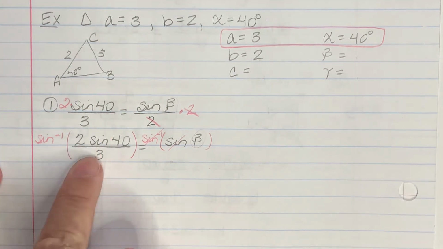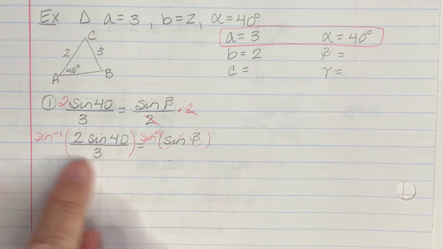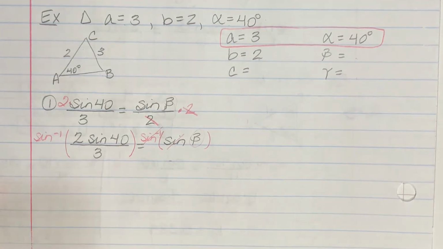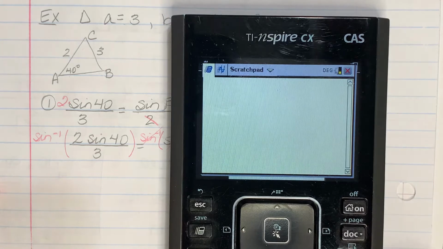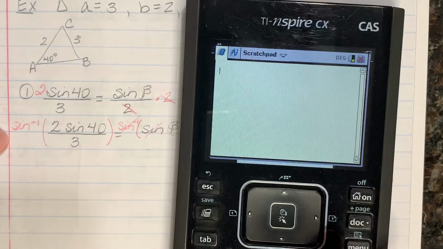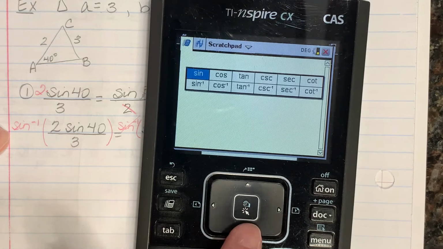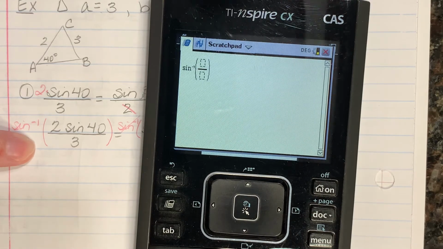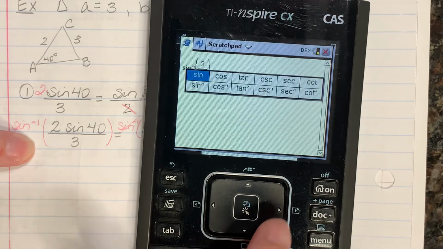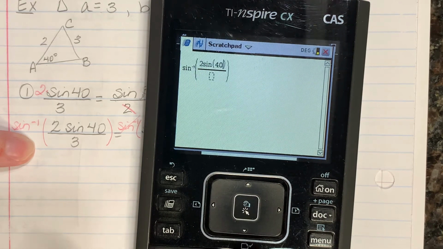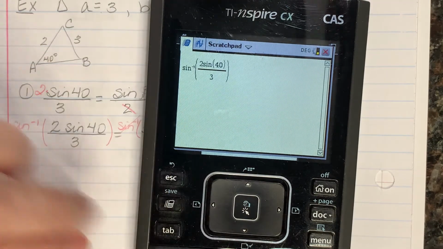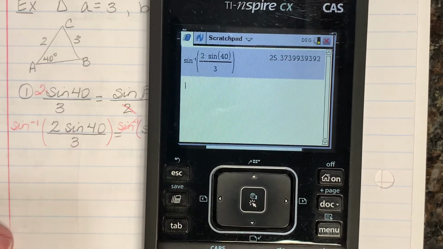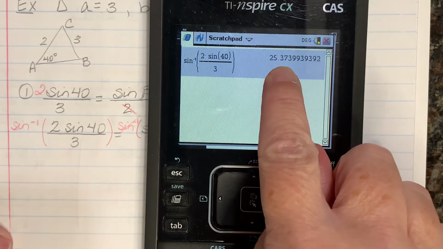And I didn't calculate this out first because then I'm just going to get decimals there, so I might as well put it all into the calculator at one time or into Desmos, wherever I have it. So let's go ahead and do this. So we're going to get inverse sine of a fraction, if you will, so that it doesn't become too complicated: 2 sine of 40 all over 3. And you want to make sure that what you have here is what you have here. I'm going to go ahead and do Control Enter, and that gives me 25.373.